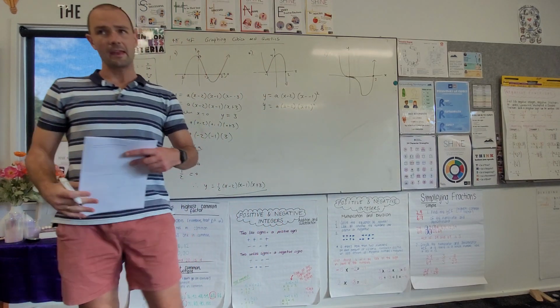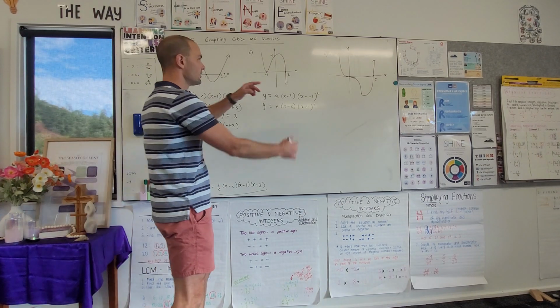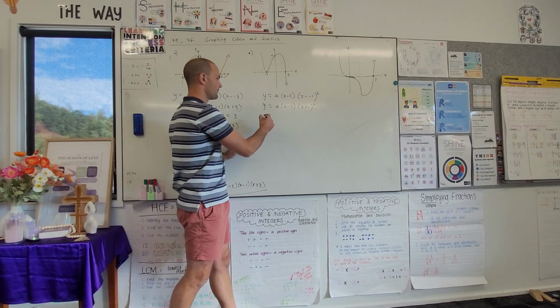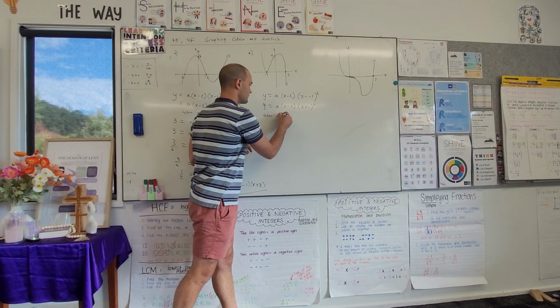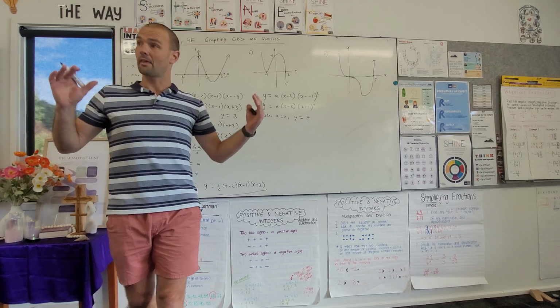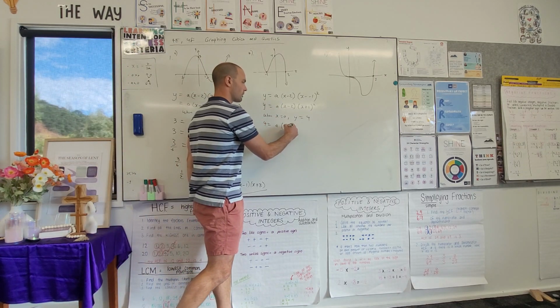All right, and then we need to use another piece of information to determine the value of a. We've used both of these roots, so we'll use this one up here. We have the y-intercept. When x is 0, y is 4. So we're going to plug that into our equation. 4 where the y is, 0 where the x is.